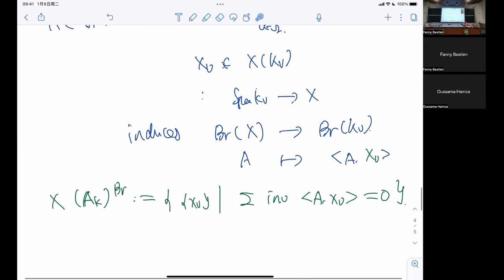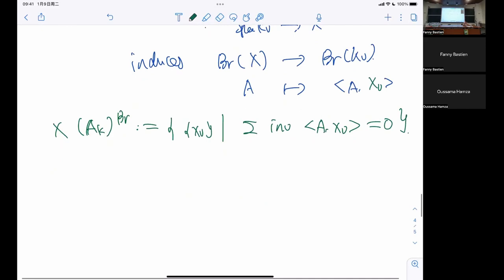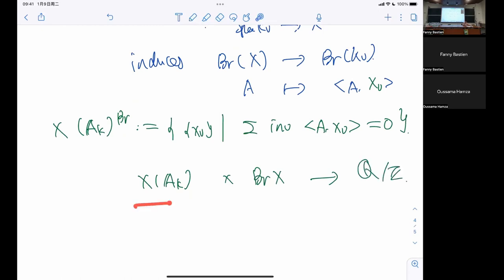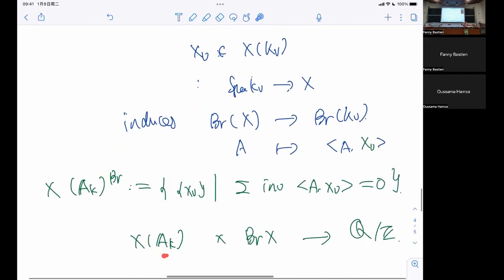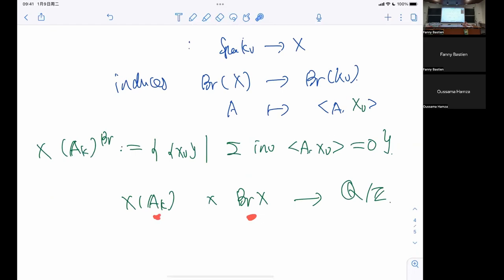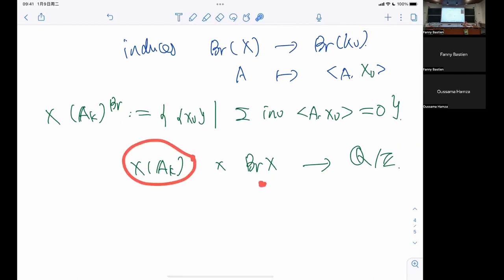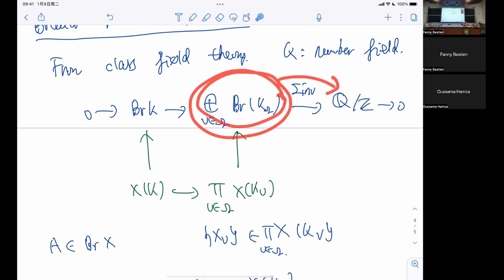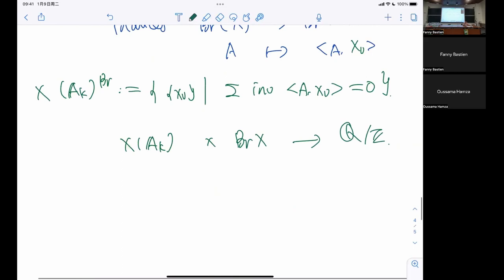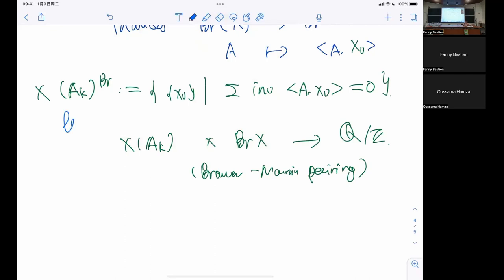Okay. Or rather, we can say that actually we have a pairing of local points and the Brauer group of X, which goes into Q over Z. How is it defined? It's defined by this commutative diagram. I take one element here, and then I take an element here. So elements from here induce maps here. And so one element here is mapped by elements from here to local Brauer groups, which then lands into Q over Z. Okay, so this is the Brauer-Manin pairing. And then this is just the left kernel of this pairing.